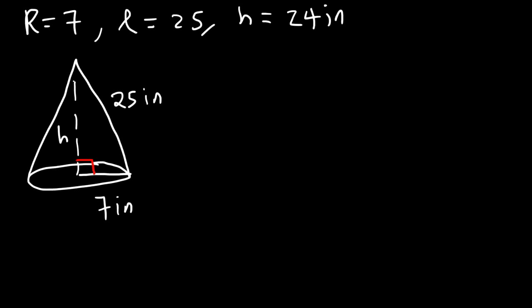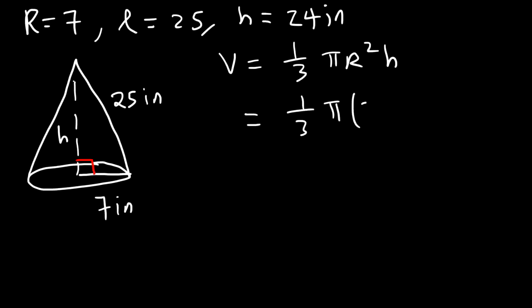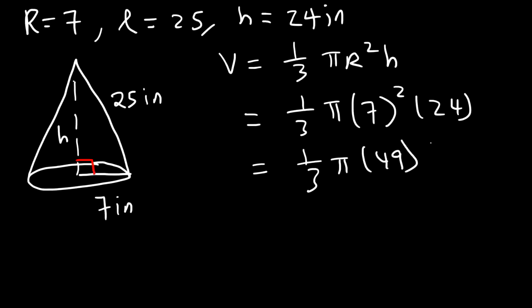Now that we have the value of H, let's go ahead and calculate the volume. So the volume is going to be 1/3 pi r squared times H. So R in our example is 7 and H is 24. 7 squared, or 7 times 7, that's 49. 1/3 of 24, if you do 24 divided by 3, that's 8. So we have 8 pi times 49.